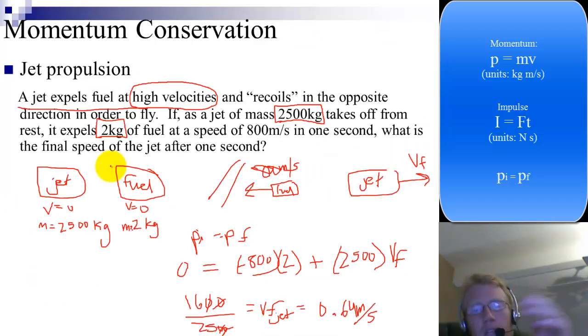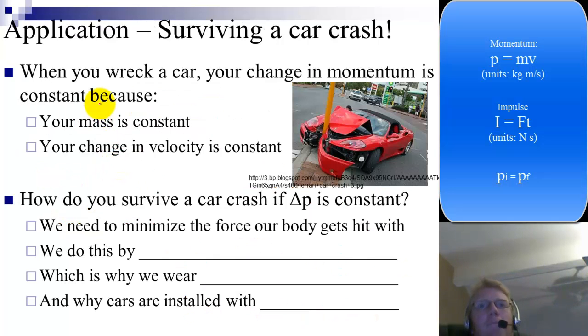Of drawing a picture, labeling your before and after, and then setting up P initial equals P final. Again, these are all in one dimension, so that positive means one way and negative means the other way in direction. Okay, application. How does learning about conservation of momentum help you survive in a car crash or help car designers make cars safer?